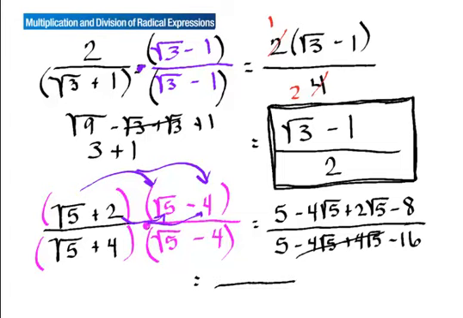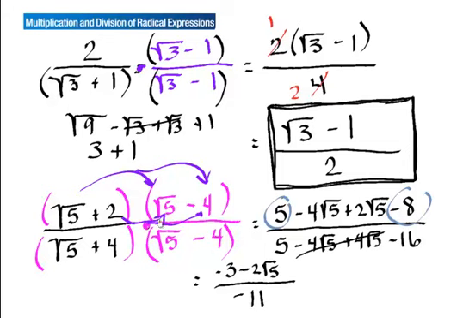So let's see what I have when I simplify here. Notice that the 5 and the minus 8 will combine to make a negative 3. I have minus 4 of those things plus 2 of those things. That's minus 2 of these square roots of 5. Then in the denominator, I'll have 5 minus 16. That's minus 11. This is a fine answer, and it works well.